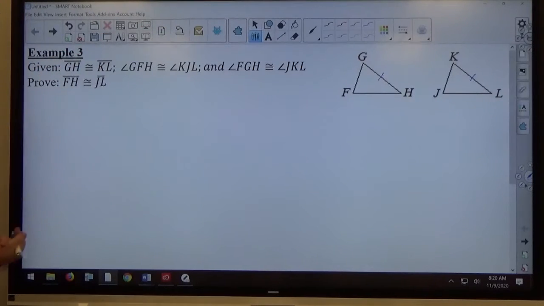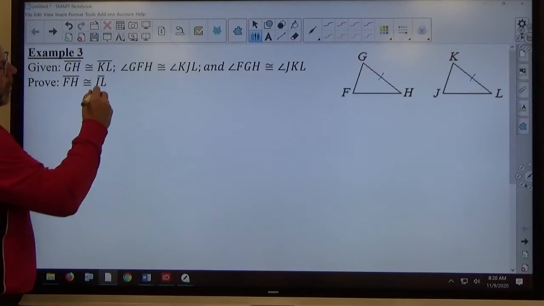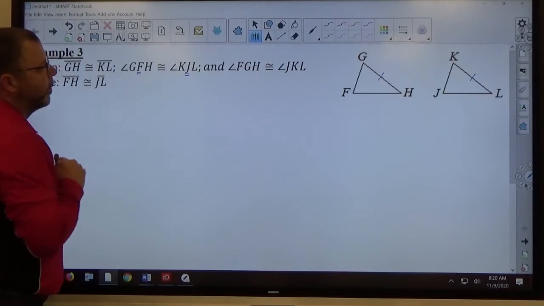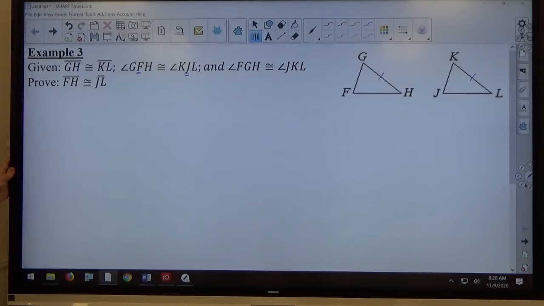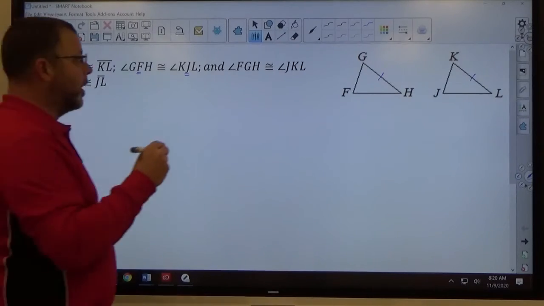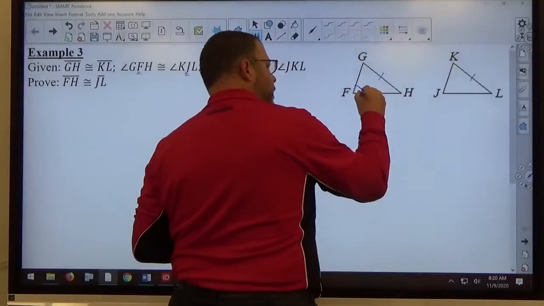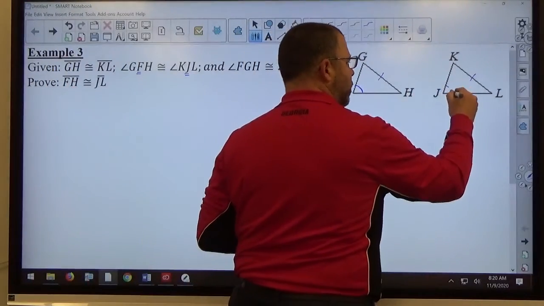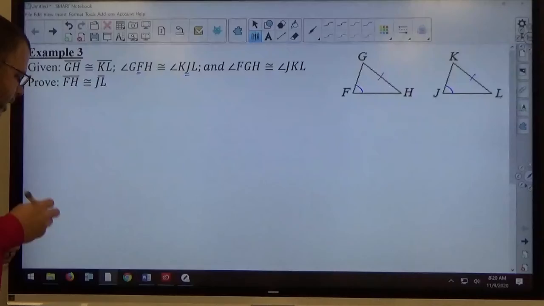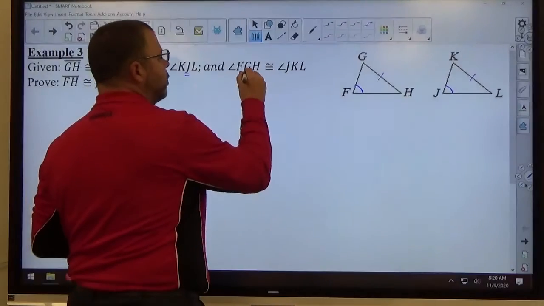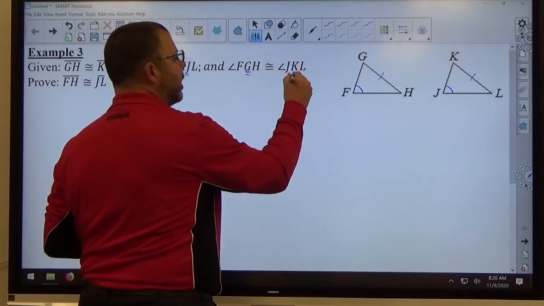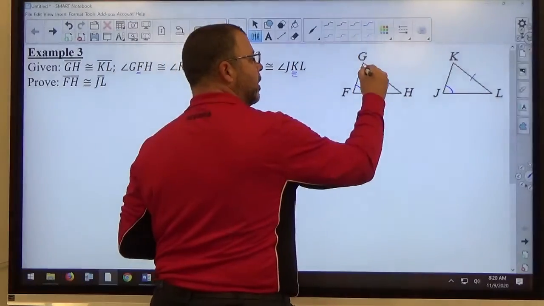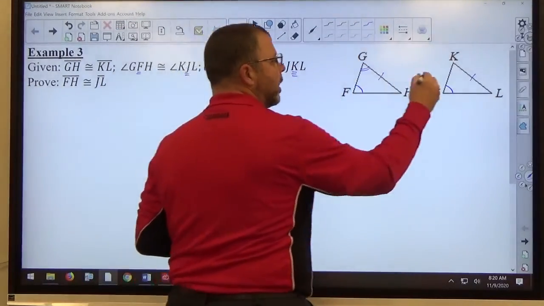And then it says angle GFJ. When you see an angle named with 3 letters, the letter in the middle is the angle we care about. So angle GFJ is angle F in this one, angle KJL is angle J in this one. Those are congruent. And then finally FGH and JKL, again, the one in the middle represents the angle we're dealing with. So FGH is this angle up top, JKL is this angle up top.